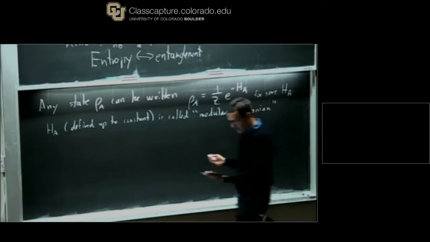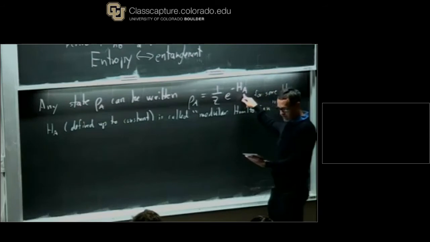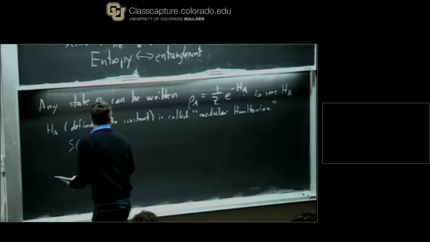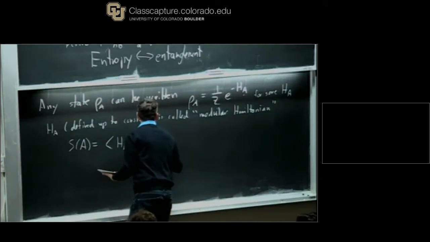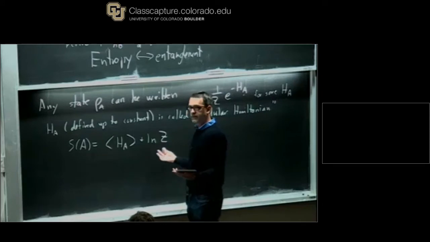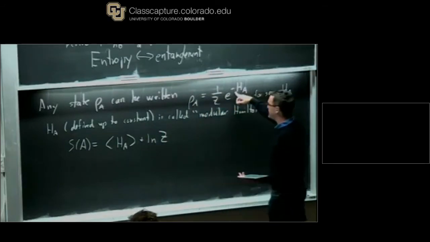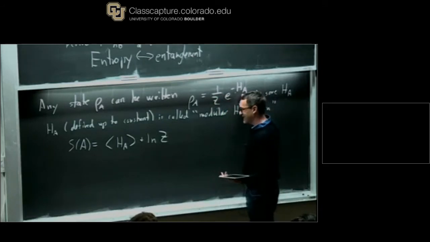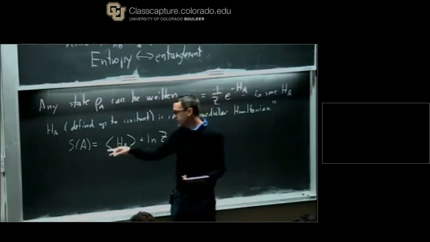Now, if we manage to do that, if we manage to know what this is somehow, if we're clever enough, then the entropy is just the expectation value of H_A plus log Z. So this is like the usual formula from high school, free energy is E minus TS. This is F. And I've set T to be 1. If we can figure out what this is in some useful way, such that we can compute its expectation value, then we're good to go. So this is sometimes handy.